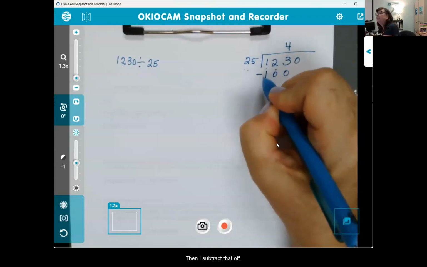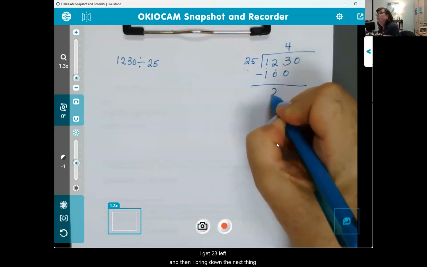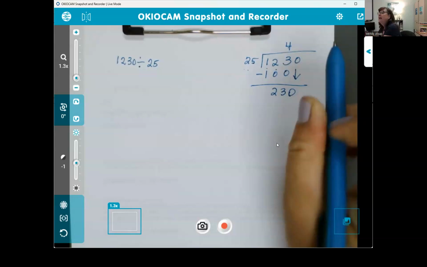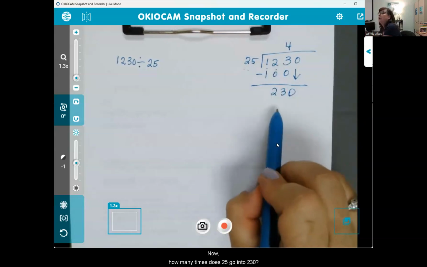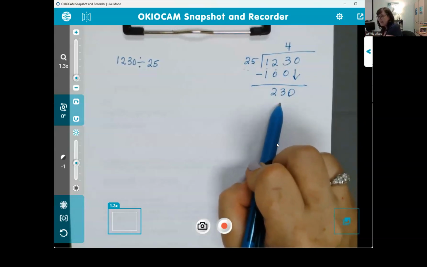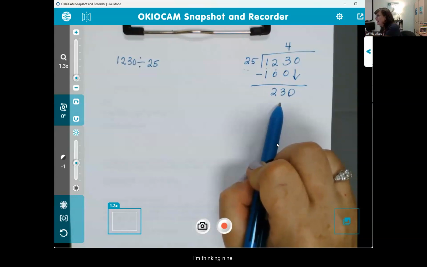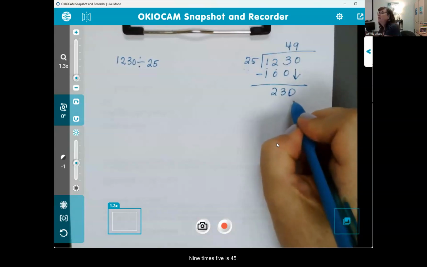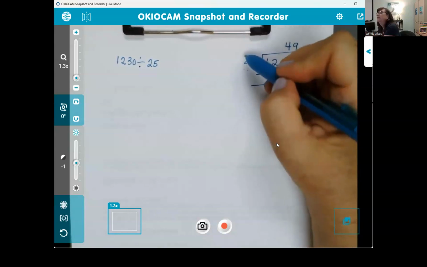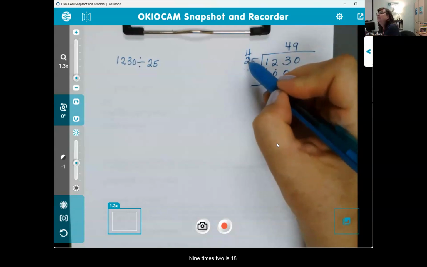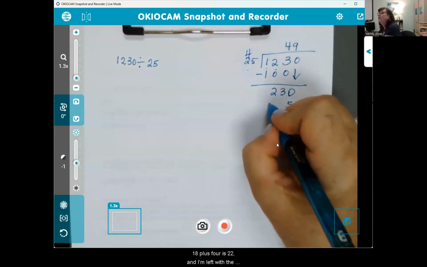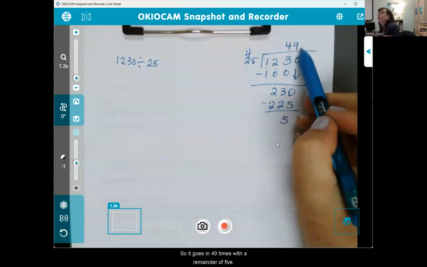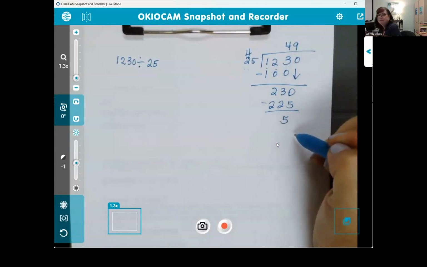Then I subtract that off. I get 23 left, and then I bring down the next thing. I bring down the 0. Now, how many times does 25 go into 230? I'm thinking 9. Try 9. 9 times 5 is 45. 9 times 2 is 18. 18 plus 4 is 22. And I'm left with a remainder of 5. So it goes in 49 times with a remainder of 5.